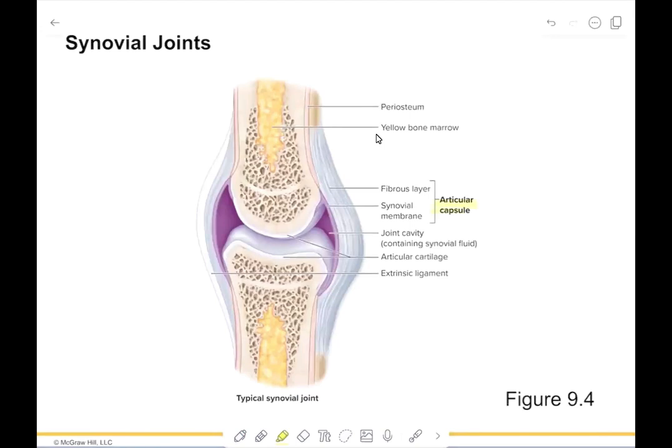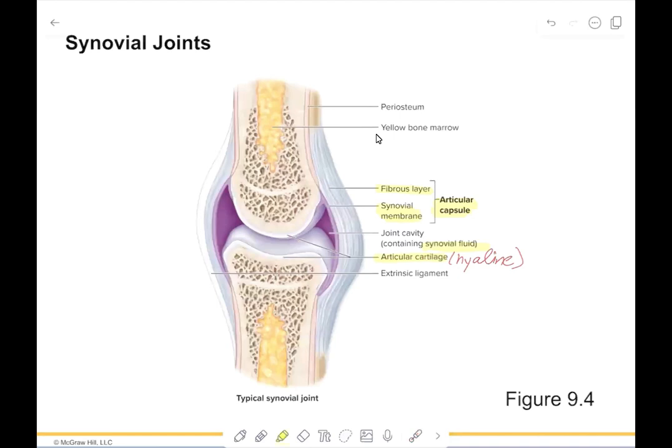So let's take a look first at the articular capsule, which is always composed of two different layers. The outer layer is the fibrous layer, and the inner layer is the synovial membrane, which produces synovial fluid. There's then articular cartilage, which is at the ends of long bones, a type of hyaline cartilage. And one of the damaging types of injuries within joints is that the articular cartilage breaks down and the ends of the bones come in contact with each other, which is very, very painful.